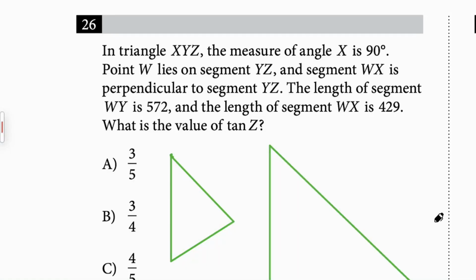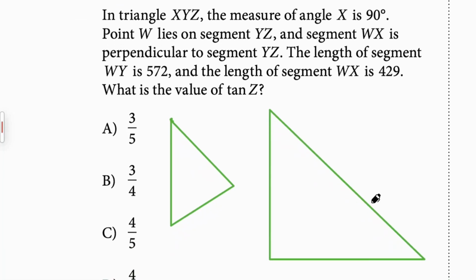Question number 26. This question has a lot of information. So whenever a question has a lot of information, our first job should be to break this information into smaller parts so that we can understand it better, right? Okay. So first, here is a triangle XYZ and the measure of angle is 90 degrees. So we are talking about a right triangle. Let this bigger triangle be XYZ. This is X, this angle is 90 degrees. And let's say this is Y and this is Z.